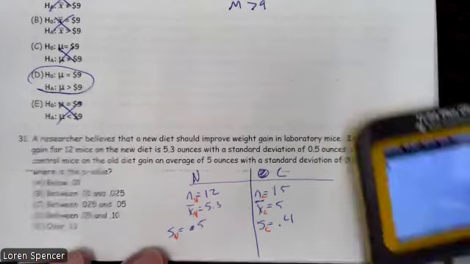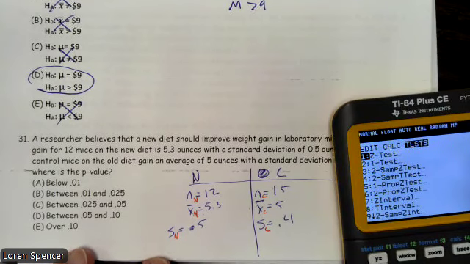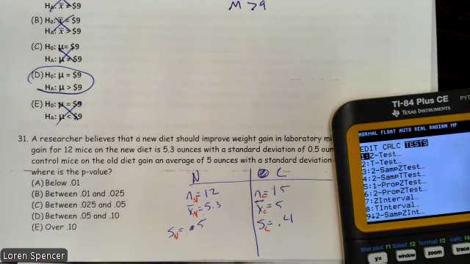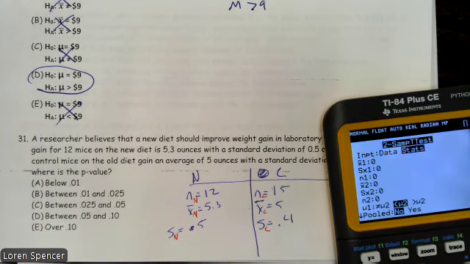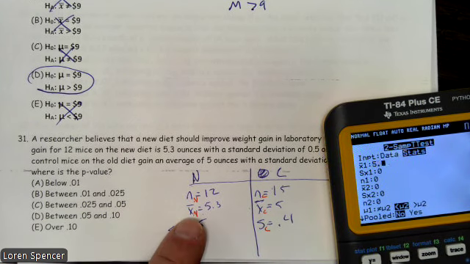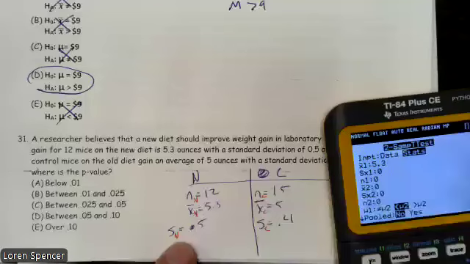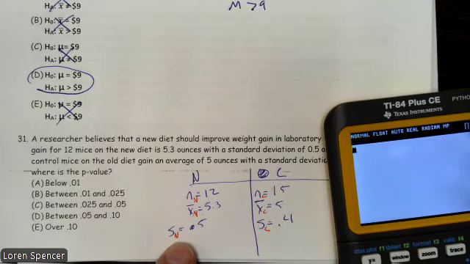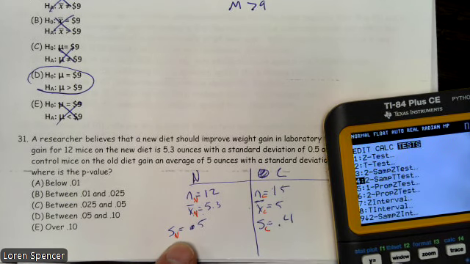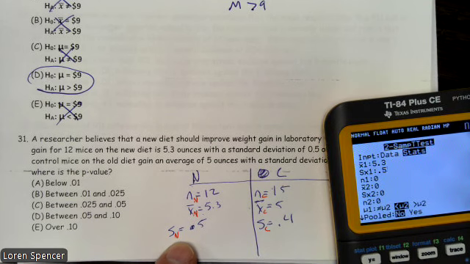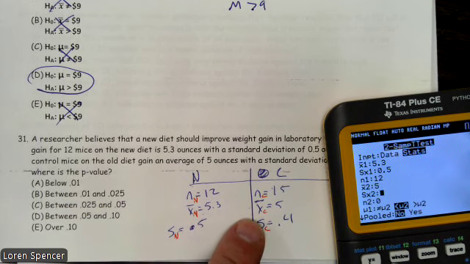So here we go. Stat test. We have two samples in this case, so we're going to go to the two sample t-test, which is number 4. We have 5.3 for our sample mean for the first one, 0.5 is the sample standard deviation, and we have a sample size of 12. The next one, we have a mean of 5, standard deviation of 0.4, and a sample size of 15.